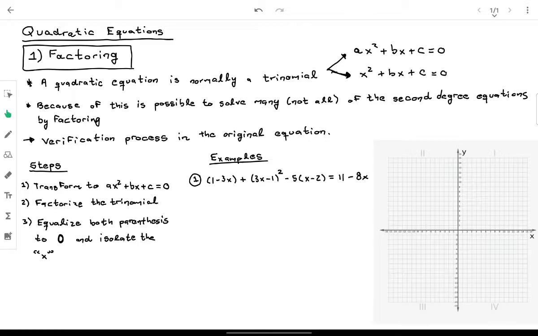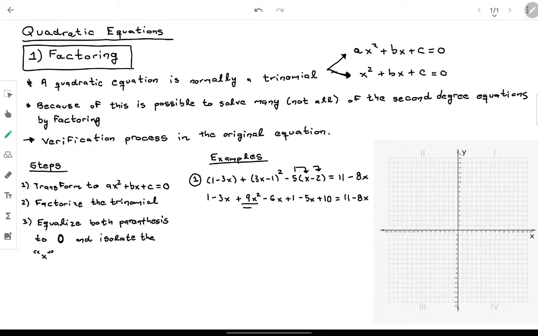First of all, we need to eliminate the parentheses to have the structure of a trinomial. So it's going to be 1 minus 3x plus a binomial squared: the first one squared, minus 2 times the first one multiplied by the second one, plus the second one squared. This minus 5 will multiply this and this, so it's going to be minus 5x plus 10 equals 11 minus 8x. Then we need to change all the terms to the same side.